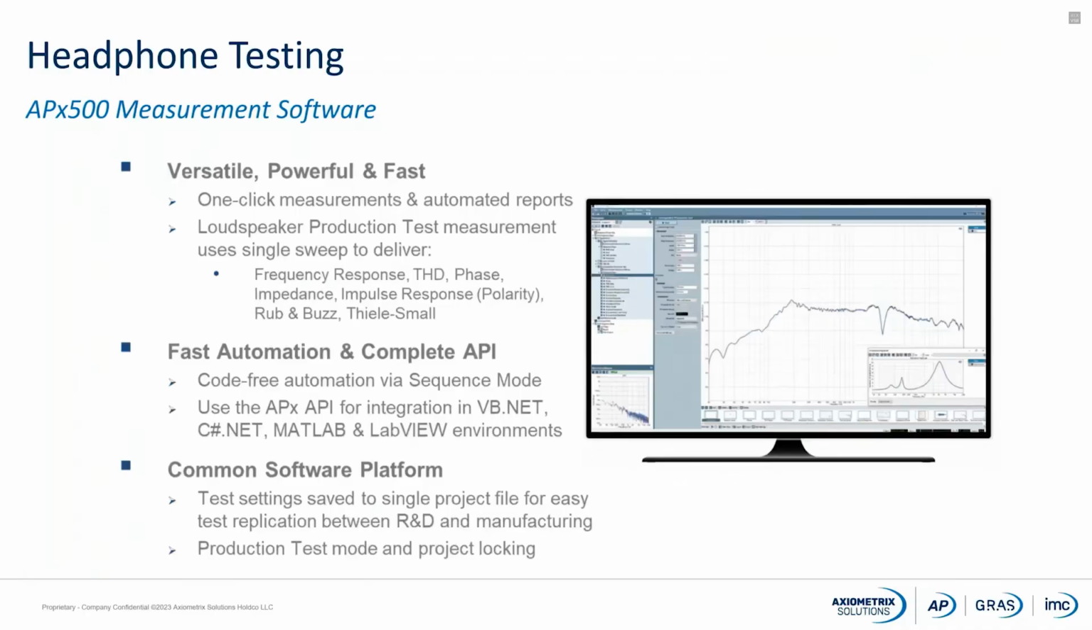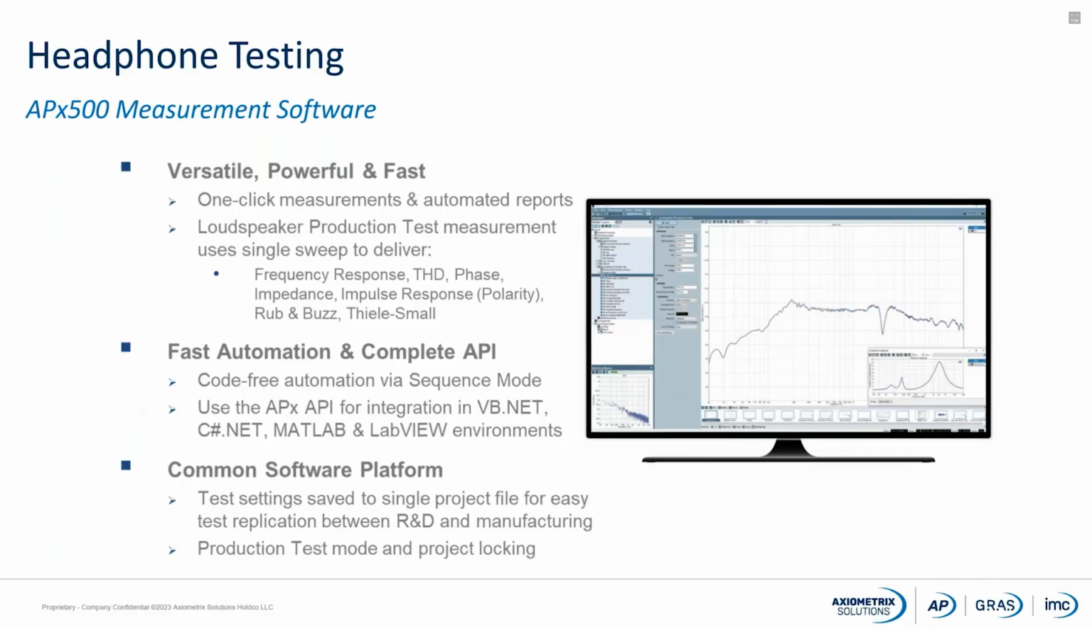This analyzer, such as any other AP analyzer, is meant to be used with the APX 500 software from Audio Precision. And the software is very versatile and powerful, and will allow you to do one-click measurements and get fully automated reports. The basic package of the 517 comes with different measurements, and one of them is called loudspeaker production test.